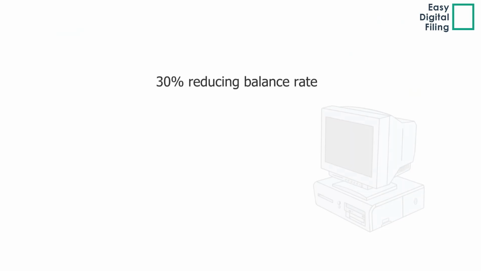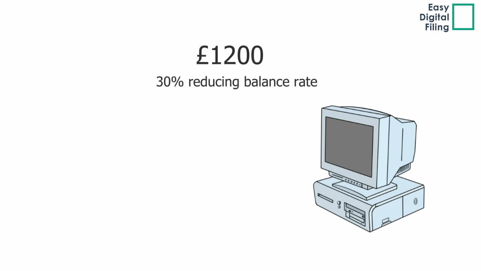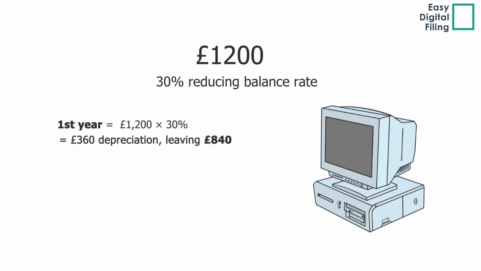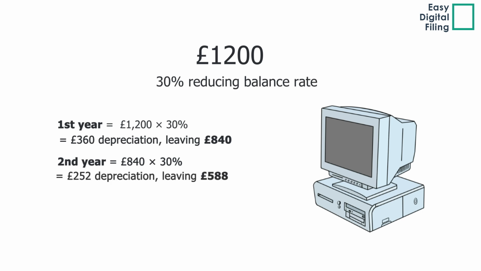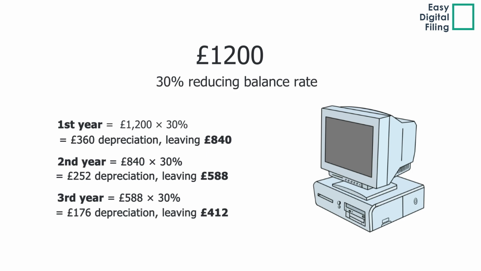For example, with a 30% reducing balance rate on that £1,200 computer, year 1, £1,200 times 30% equals £360 depreciation, leaving £840. Year 2, £840 times 30% equals £252 depreciation, leaving £588. Year 3, £588 times 30% equals £176 depreciation, and so on.